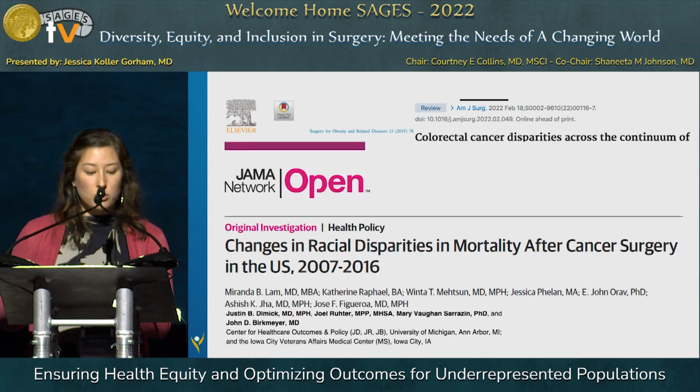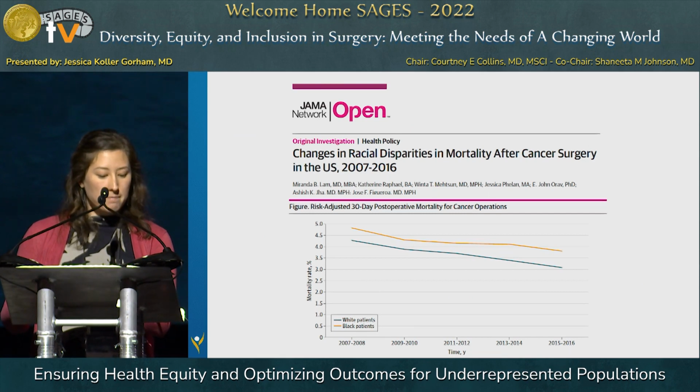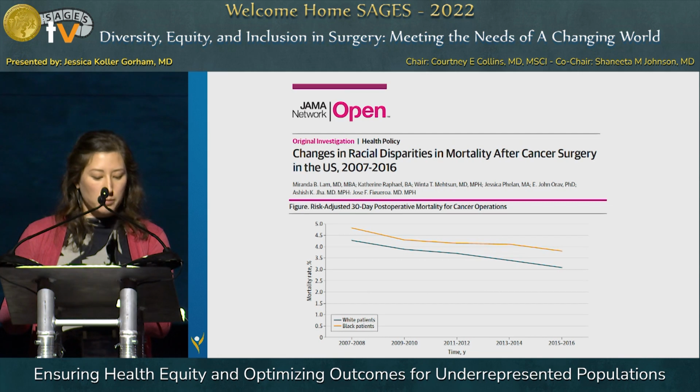10 years of recent national Medicare data was reviewed from January 2007 to November 2016, evaluating the change in time of outcomes between white and Black patients after over 870,000 cancer operations. Fortunately, the study did show overall improvement in cancer surgery-specific mortality rates in both groups. However, the gap between white and Black patients did not budge.